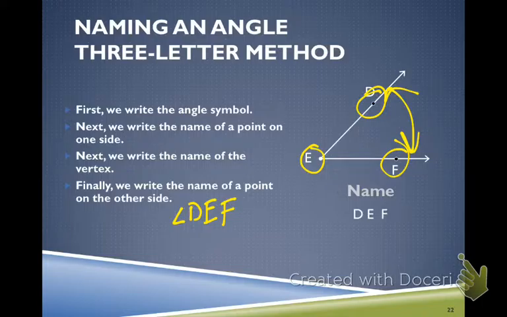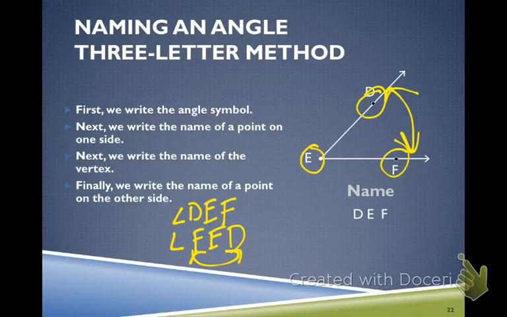Now, we can also name it in a different way. And I'm going to ask you to do things 4 ways, even though there's only 3 methods. Angle F, E, and D. The only difference is the F and the D have been switched. But we can call it both of those. So that is the name of this angle. This is called the 3-letter method. That means we're using 3 different letters to name this angle. Remember, the vertex must be in the middle. The other 2, they can be switched around.